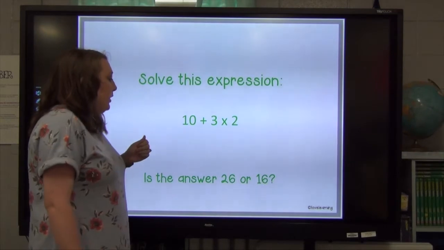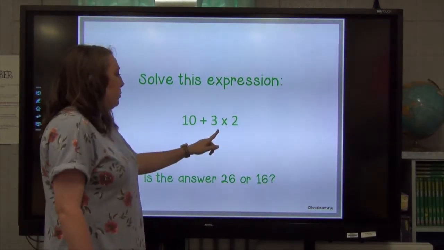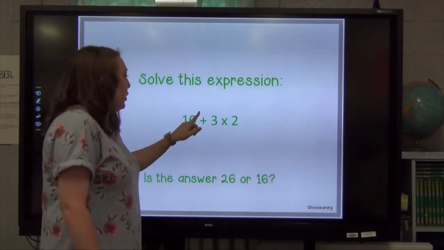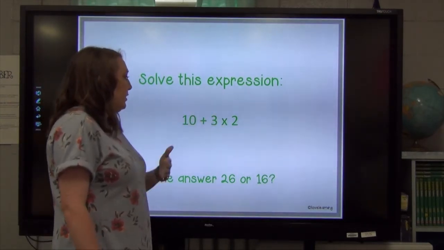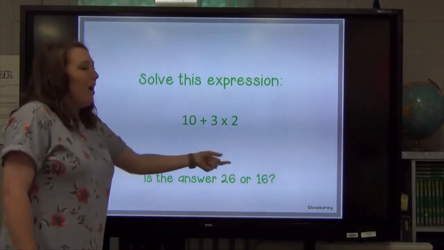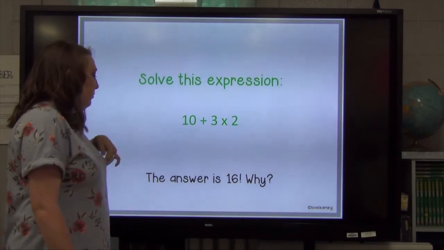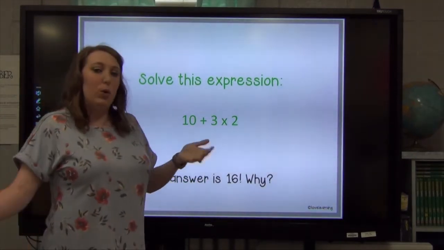Okay? Now, let's see how they got 16. Let's start now with the multiplication and then go backwards. So 3 times 2 is 6. 10 plus 6 is 16. So I got both of those answers. So which one would be right? The answer is 16. Why?